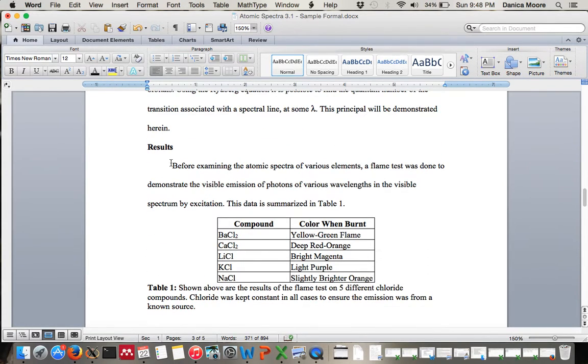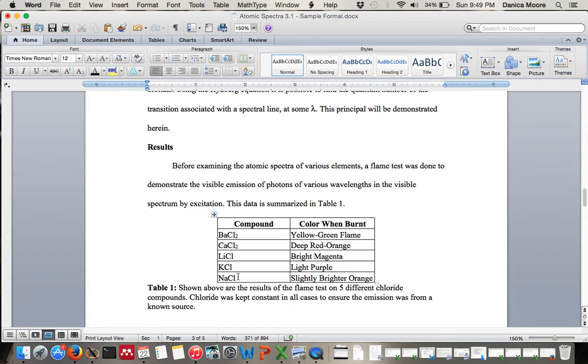Okay, so now our results section. Before examining the atomic spectra of various elements, a flame test was done to demonstrate the visible emission of photons of various wavelengths in the visible spectrum by excitation. So again, we are now into past tense. The flame test was done. This is because we are talking about an experiment that we've already done. So this data is summarized in Table 1. Again, Table 1 is a title for the table, which is here. We want to make sure that we capitalize that.